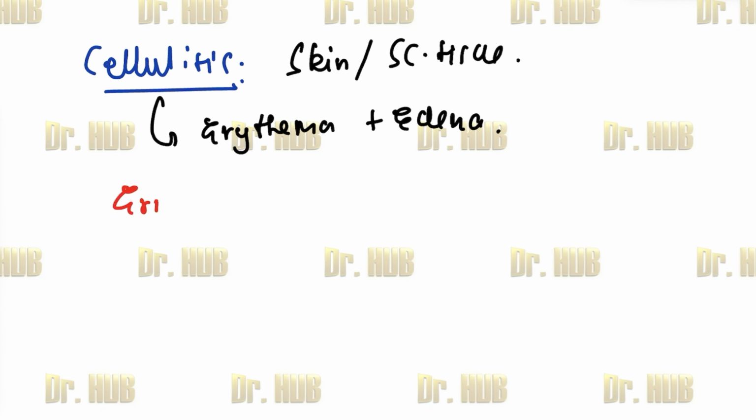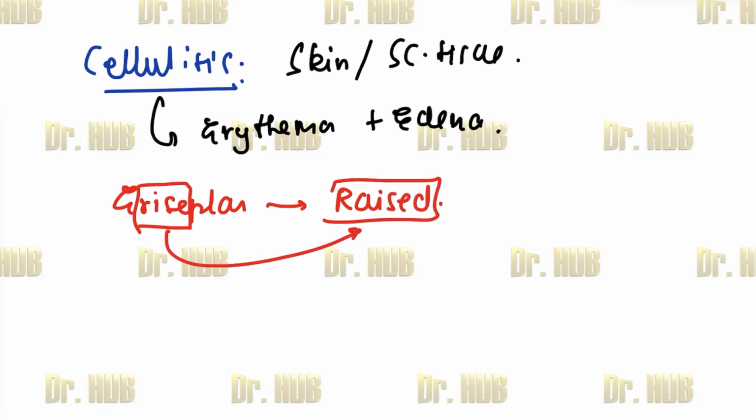So erysipelas is a raised lesion. The name suggests it is rise. So it is easier to remember: erysipelas is a raised lesion, and cellulitis is not. The cellulitis is poorly demarcated from the surrounding skin, whereas erysipelas is clearly demarcated, and this is clearly demarcated as well.